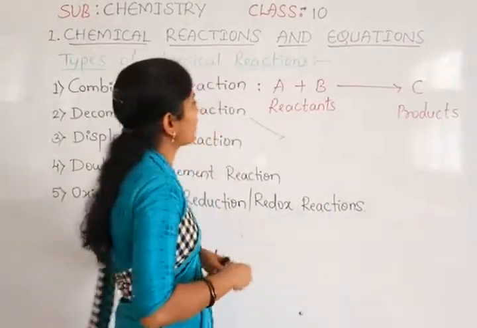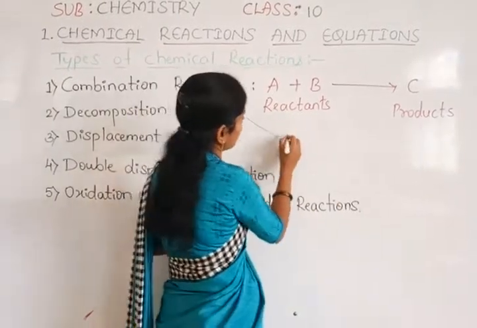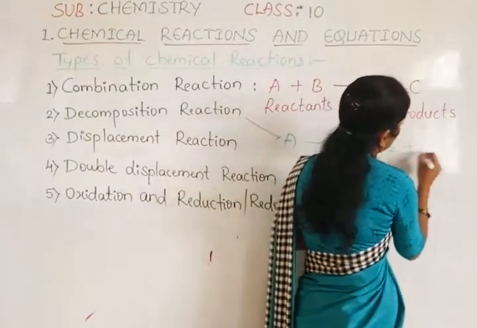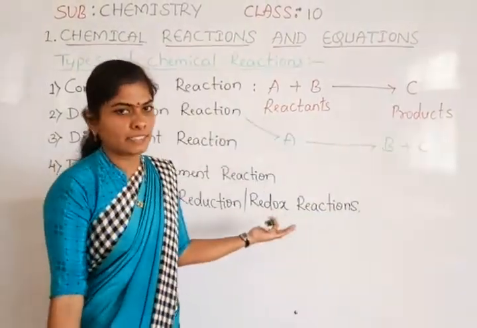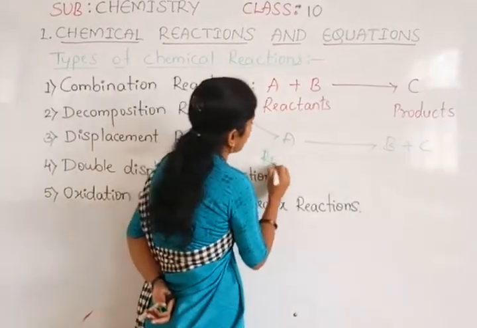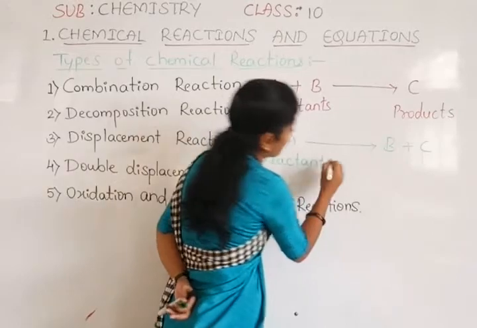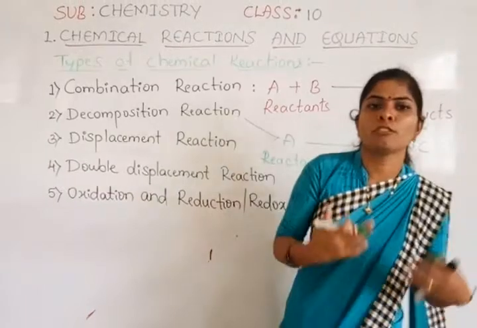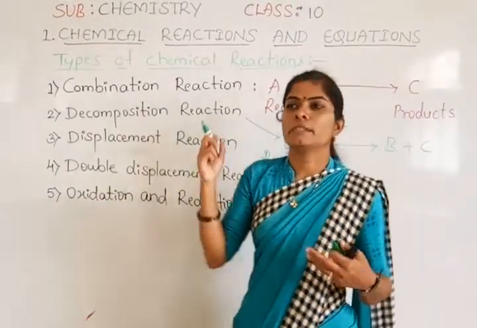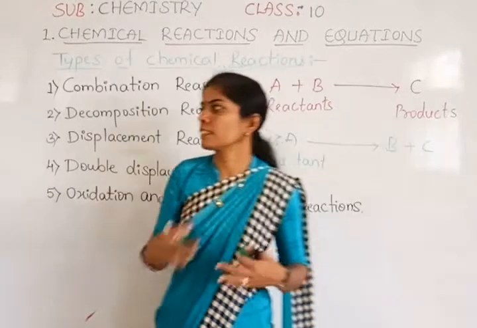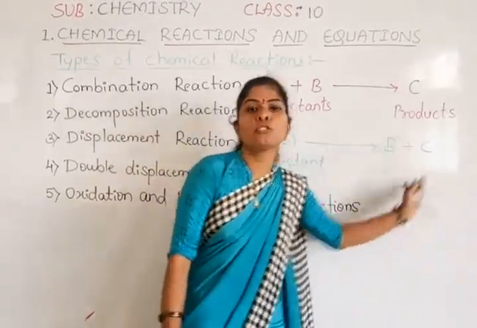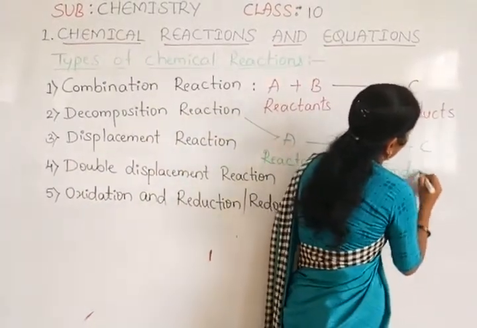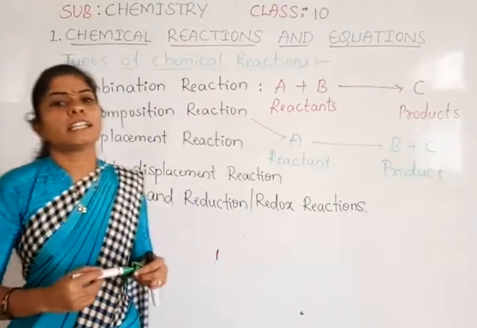In general, how can we give the equation for this decomposition reaction? That is A gives rise to B plus C. A is the single reactant, and when it splits up by the absorption of heat, or light, or electricity, it splits up into 2 or more products. Then this reaction we call the decomposition reaction.